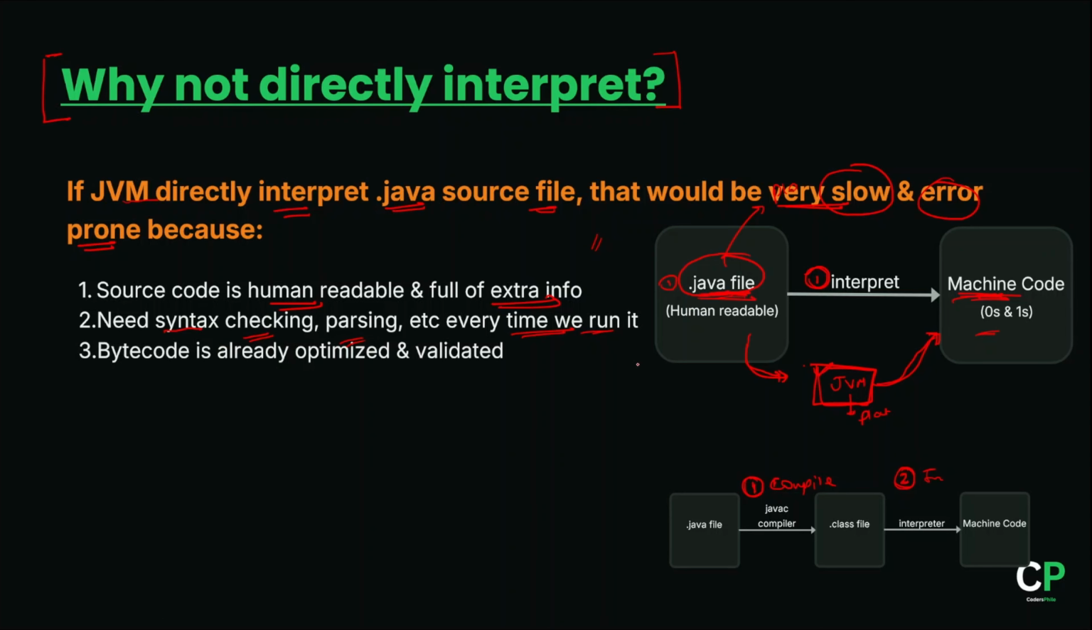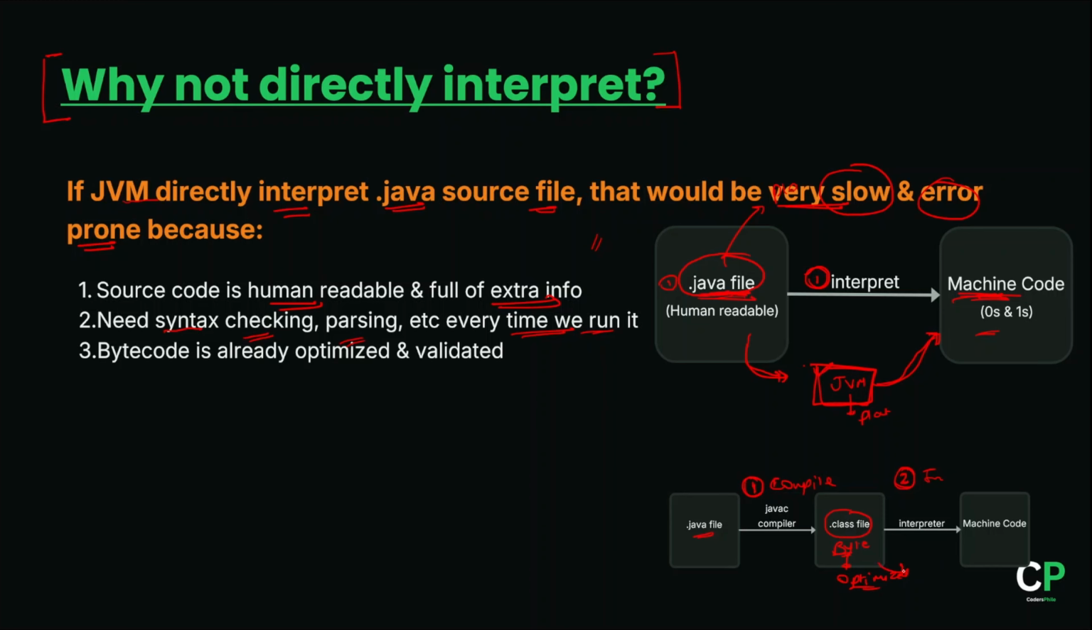But when we convert this .java file into bytecode, the syntax checking, parsing and all this happen only once, and all the extra information from the .java file is removed, producing optimized bytecode. So this is optimized bytecode.